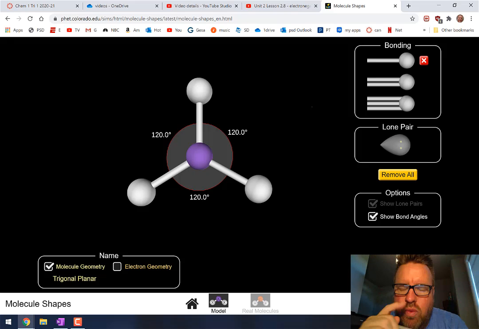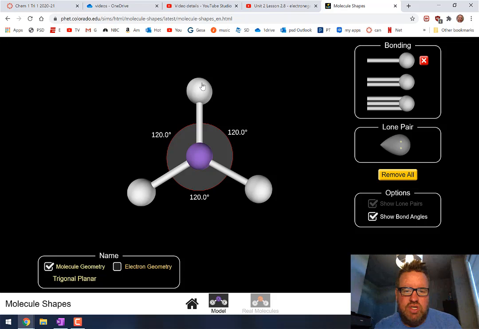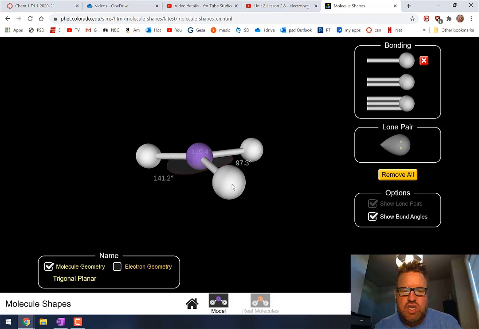I'm on a website now that is called PHET, P-H-E-T. You can see that up in the corner there. If you go onto Google and just type in PHET, and then molecule shapes, it'll take you to this website here. And what I'm doing here is I'm just showing you the shape of that molecule.